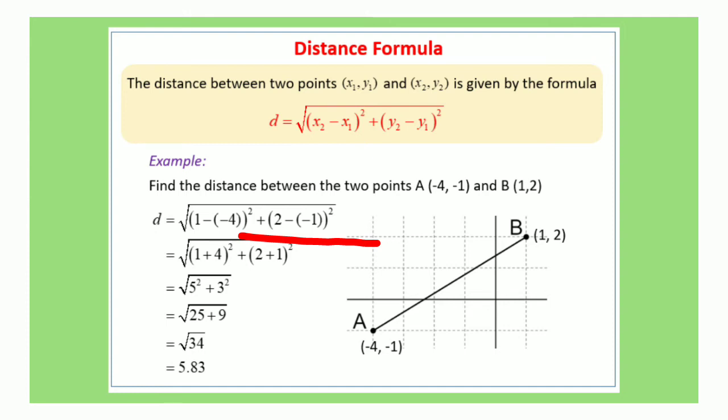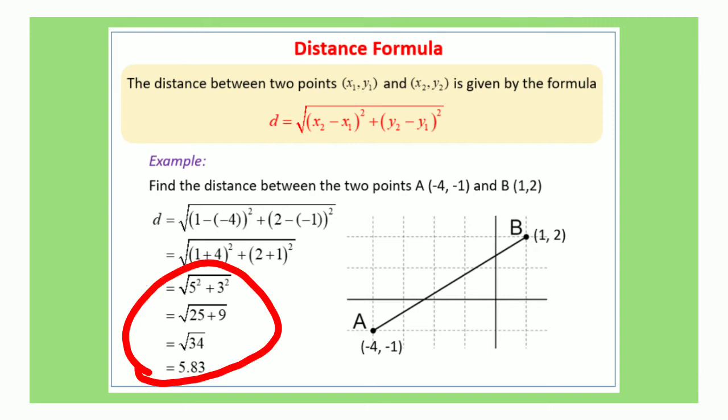So what is the second step? Root of, minus into minus becomes plus, so 1 plus 4 the whole square plus 2, minus into minus again plus, 2 plus 1 the whole square, then is equal to root of 1 plus 4 all square means 5 square plus next 3 square. That is equal to root of 25 plus 9. 25 plus 9 is equal to 34. That is equal to root 34.